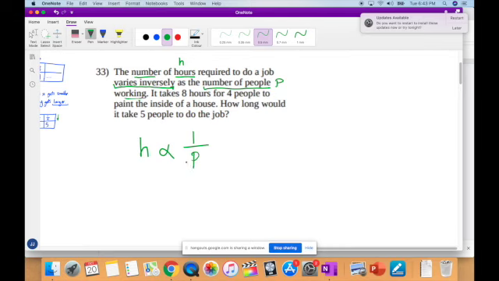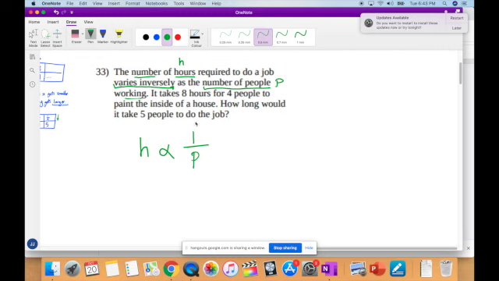Right? So you can see here that the question literally gives me everything that I need to know. So we could see here that the number of hours varies inversely to the number of people working. Right? And I could also do it the other way. I could also say that P varies inversely as 1 over H. Both of them are actually the same thing. So you could have done it that way as well.